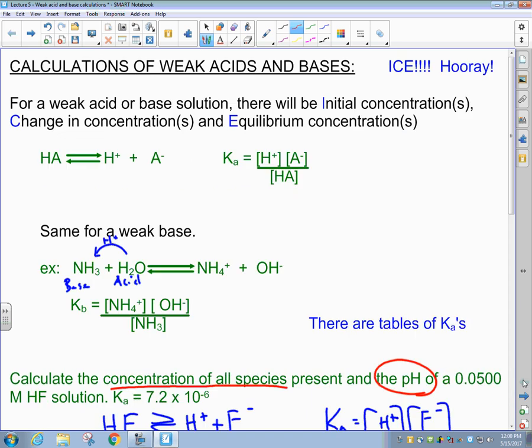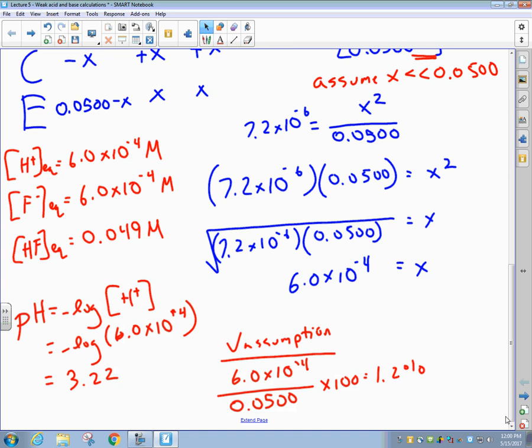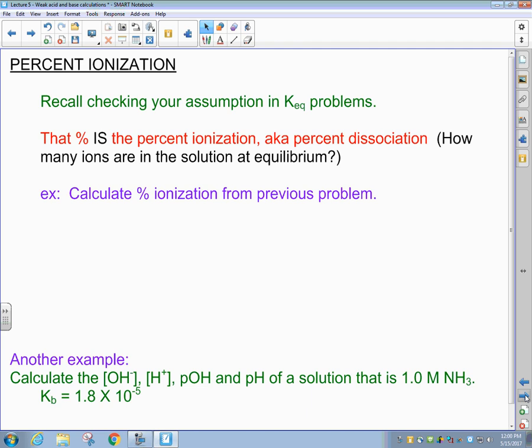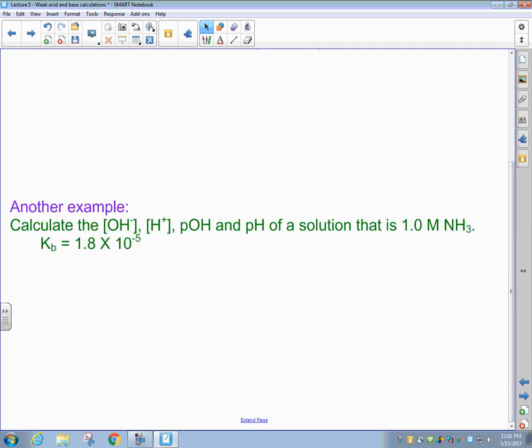If we go back to the previous problem that we just completed, I wrote check your assumption down here. We will now be calling this also percent ionization, but it is the exact same calculation that we have already completed. Another example that we have. We'll now do a KB problem. We're going to work our way around the square, calculating OH, H positive, POH, and pH of a solution that is 1.0 molar NH3.